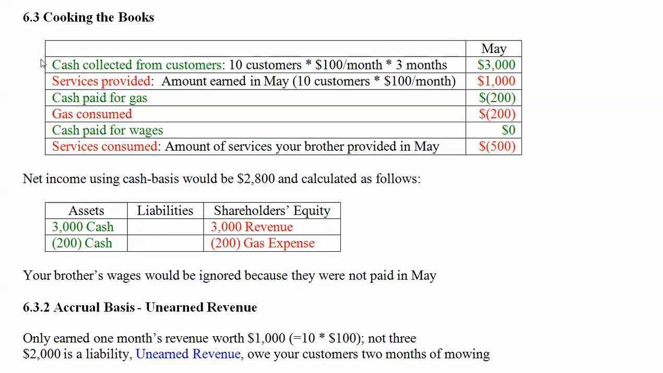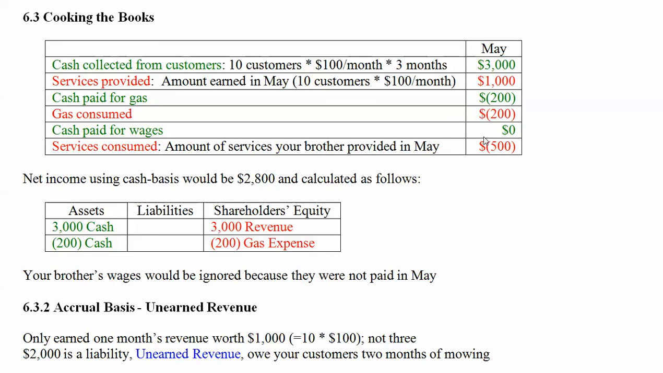So you're being sneaky, and you have approached your customers and they've been willing to give you $3,000 in cash on May 1, and that is 3 months' worth of mowing revenues for you that you're collecting in advance. We'll talk about this after. The cash paid for gas during the month of May was $200. And as far as your cash paid for wages, you didn't pay any wages in May.